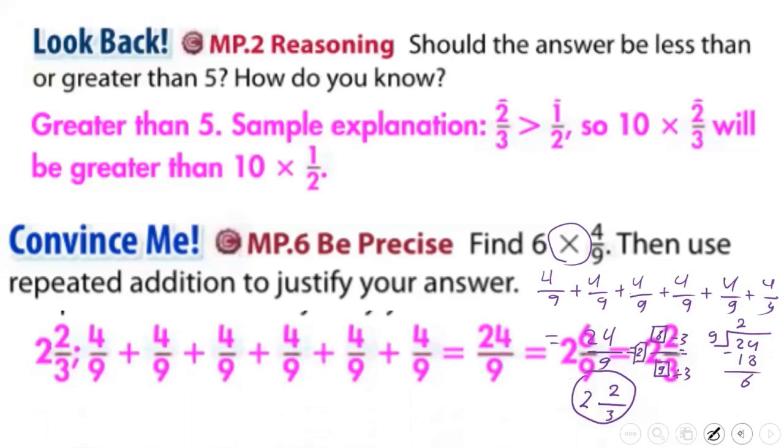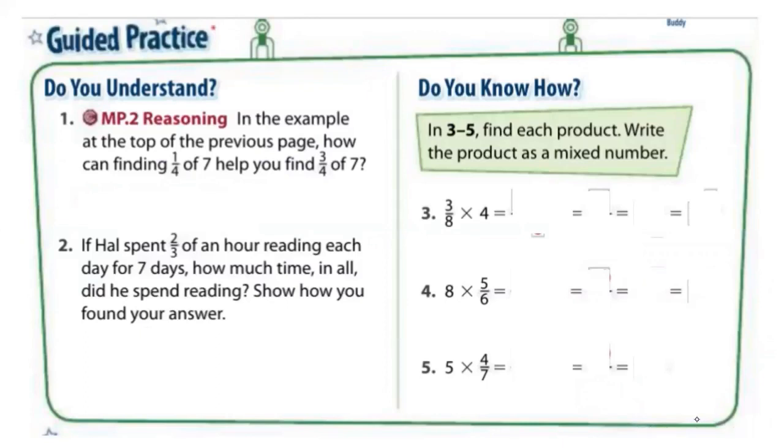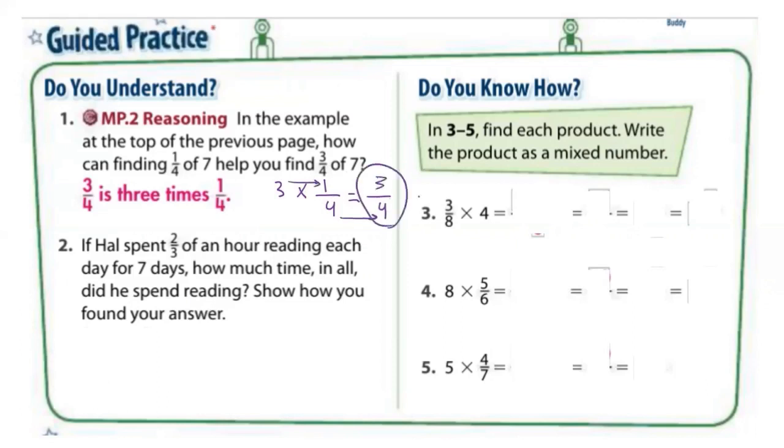Another section of our lesson today is the first question. In the example at the top of the previous page, how can finding 1 over 4 of 7 help you to find 3 over 4 of 7? Okay, 3 over 4 is 3 times 1 over 4. He means 3 times 1 over 4 will give you what? I will drop this 4 as it is and multiply 3 by 1 to get 3 over 4. That's how it will help you to get the answer.